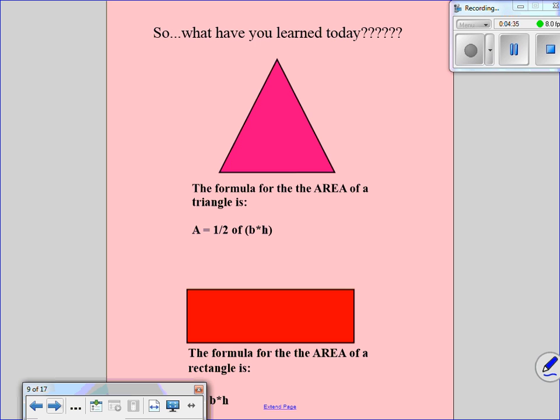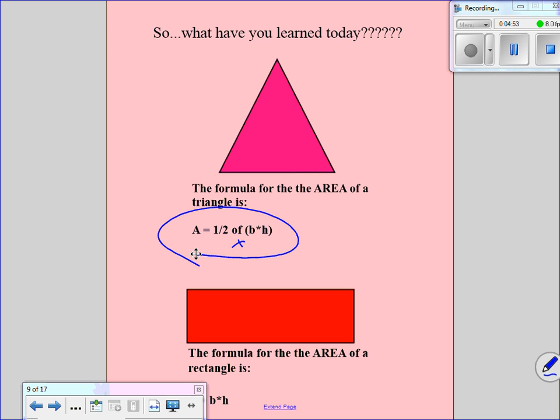So what did we learn today? Let's take a look. The formula for the area of a triangle. Take a look at this formula. You will get this formula on your MCA. It's going to be half of the base times height. Of means multiply. Half. So let's take a look.